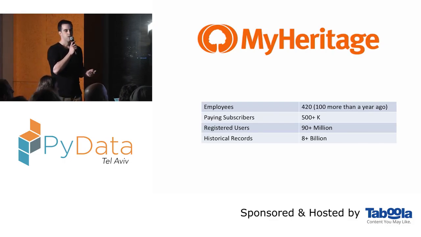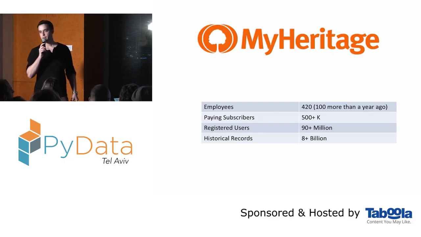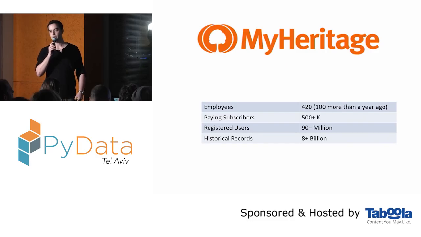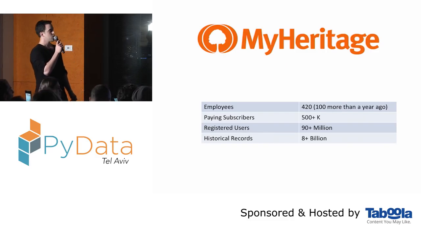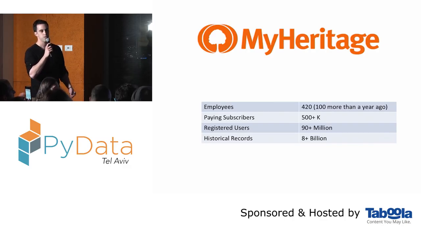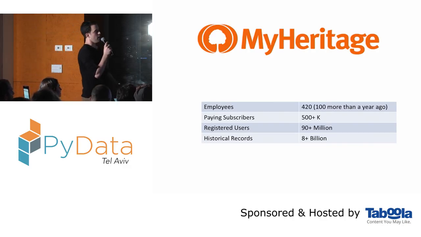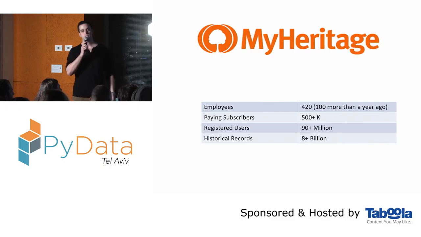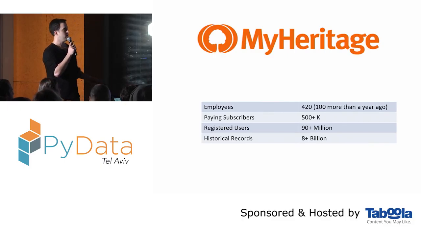These historical records can be user-inputted data. For example, you might put in the birth date or the birth location of your great-grandparents or something like that, as well as other kinds of historical records from different databases. These historical records are updated frequently, and there are always new additions.